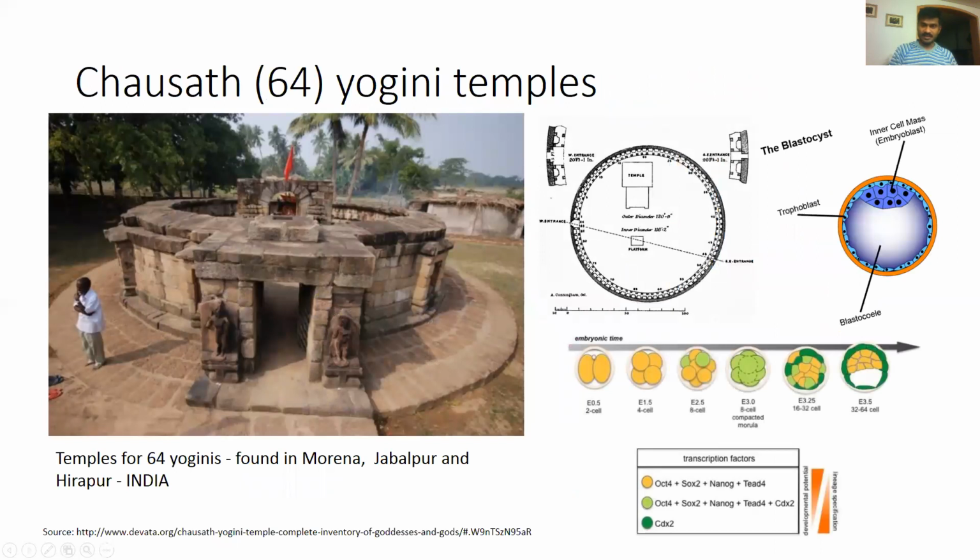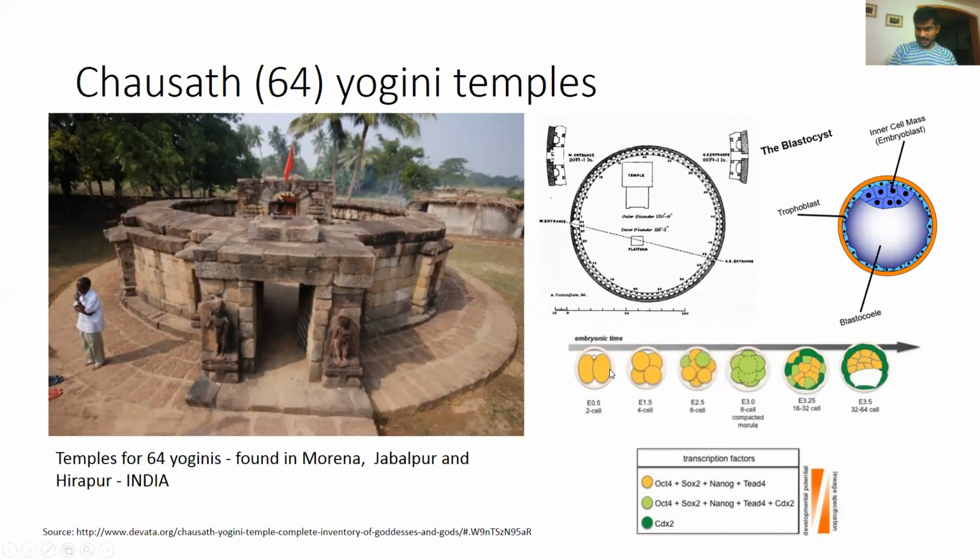Now, let's look at what is hatching. Before we go into hatching, another important point is about the Chausath Yogini temples. In North India, we find Yogini temples, which are circular in shape, and they have 64 yoginis inside these temples. Okay? 64 yoginis. And in the middle, they can have either Bhairava or Shiva. Bhairava would be the right one because it's a form of Shiva who is supposed to represent time.